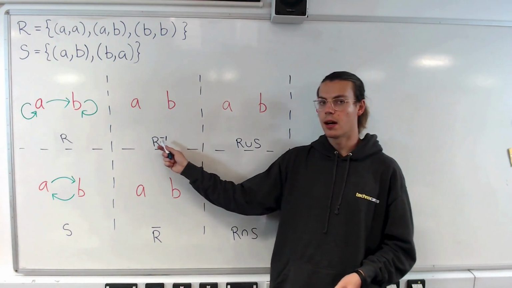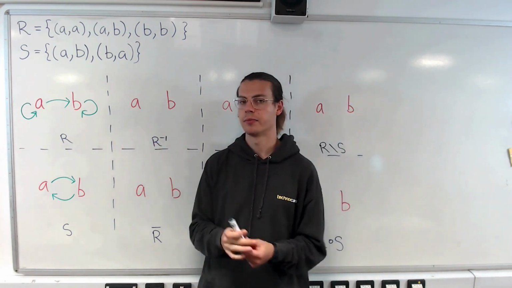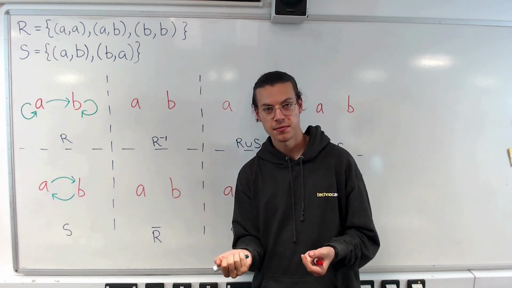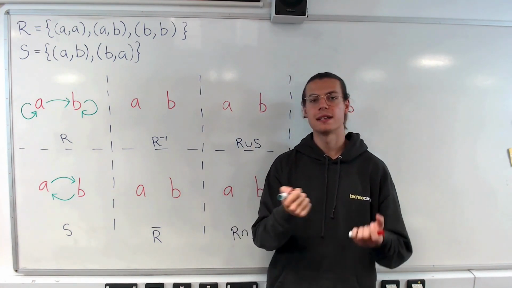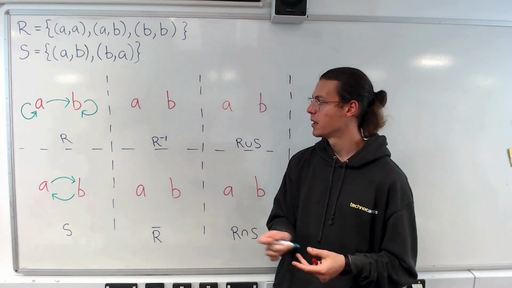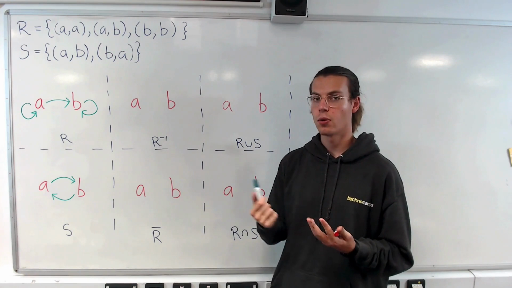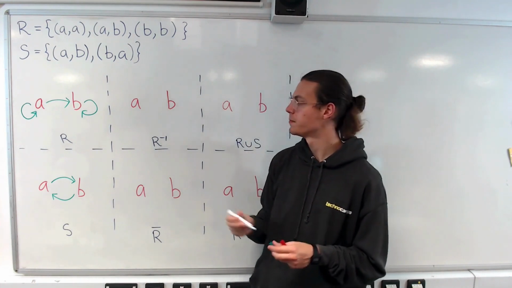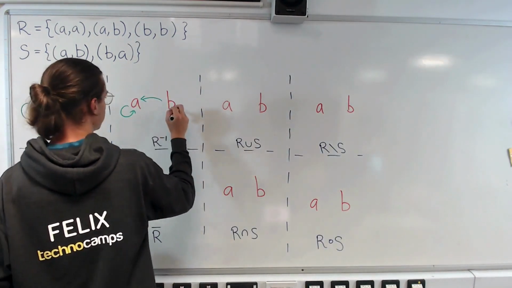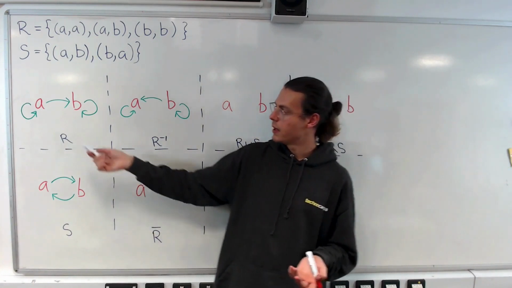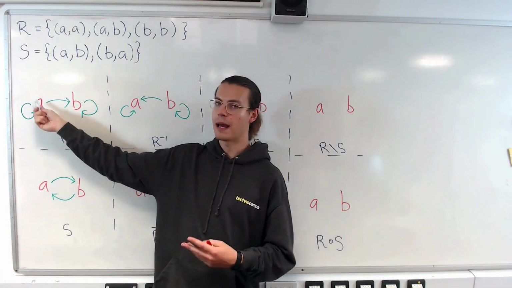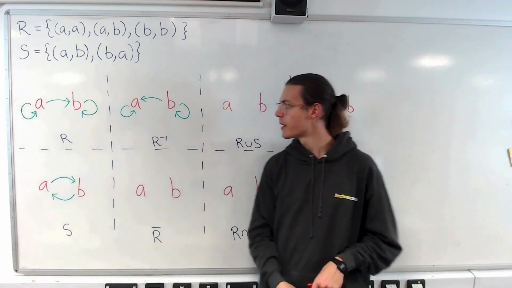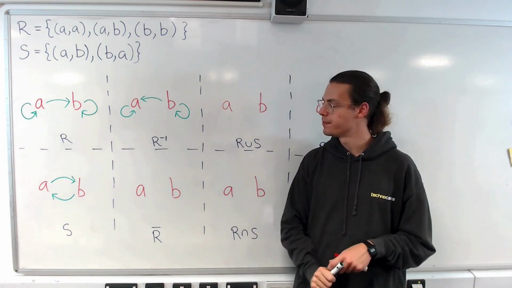Next, let's move on to R inverse, the inverse of R. Now, X is related to Y by the inverse if and only if Y is related to X by R. So, to draw the inverse, all we need to do is flip the direction of each of the arrows in R. Note that if we flip the direction of the arrow from A to itself, it still points from A to itself, and likewise for B. So this is what we get for the inverse relation.